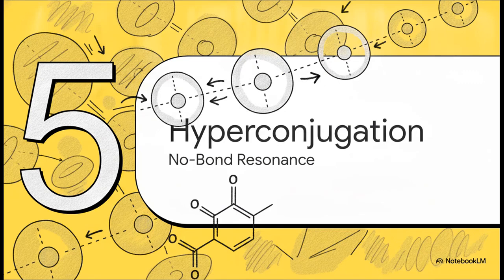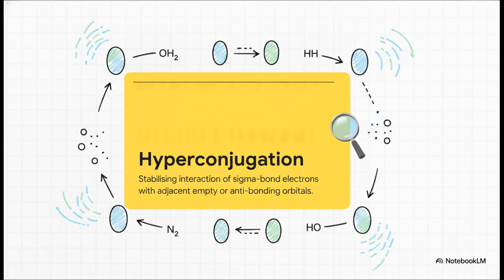Section 5. Hyperconjugation, the Baker-Nathan effect. So, hyperconjugation is a permanent, stabilizing effect, but its cause is absolutely fascinating. It's the interaction of sigma bond electrons with an adjacent empty or antibonding orbital. This is wild because it involves the usually rock-solid foundational single sigma bonds actually breaking their normal rules to step up and supply electrons for delocalization.